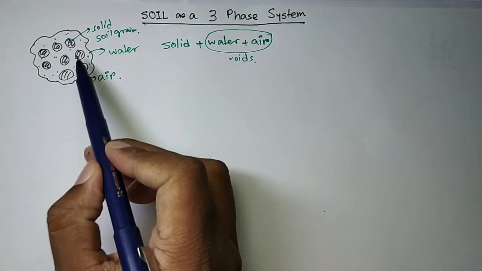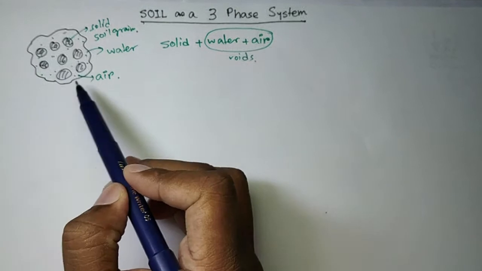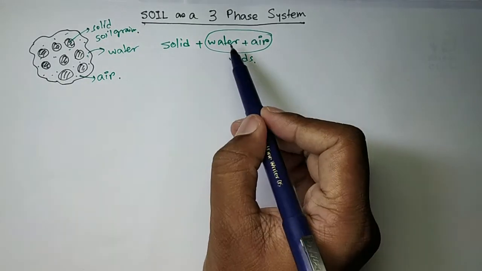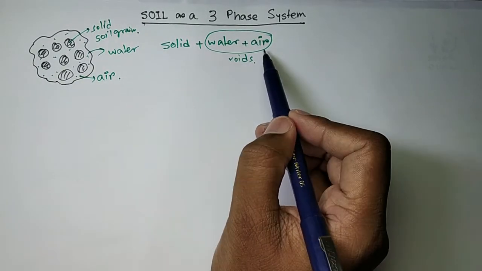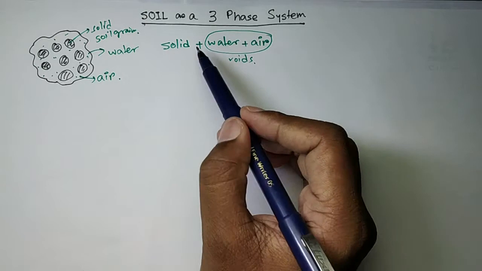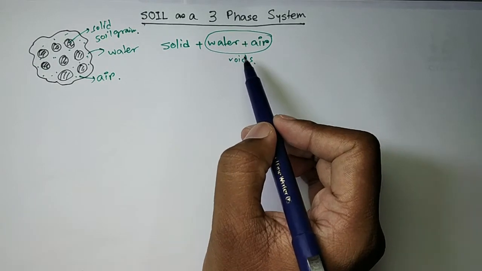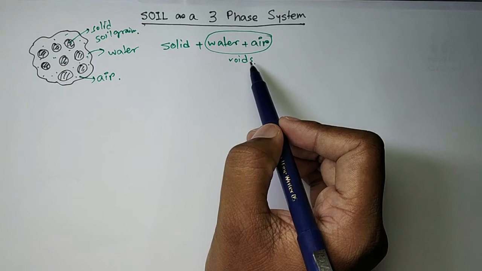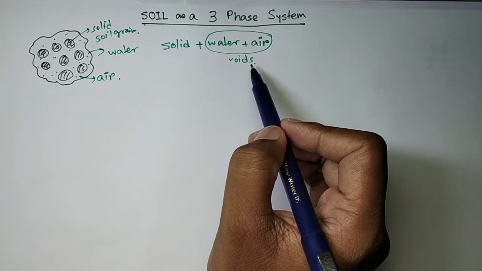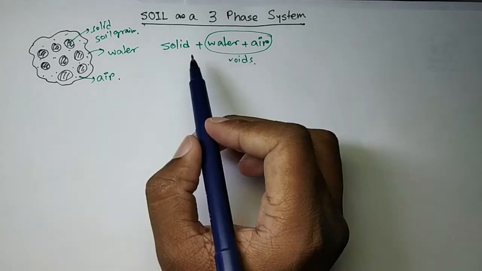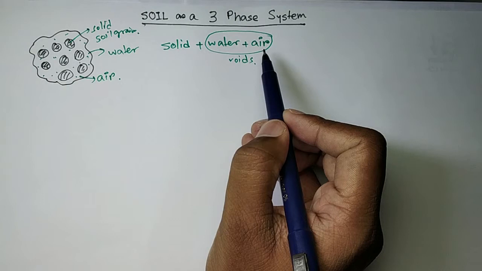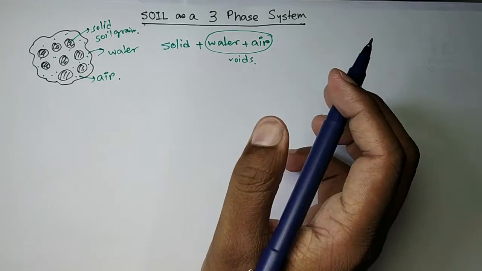This means in the solid particles in the soil mass, the voids may be occupied by air, water and air both, water only or air only. When there is water only inside the voids, that means the soil is fully saturated, and when there is air only, that means that is a completely dry soil. And when there is water and air both, that means the soil is partially saturated.